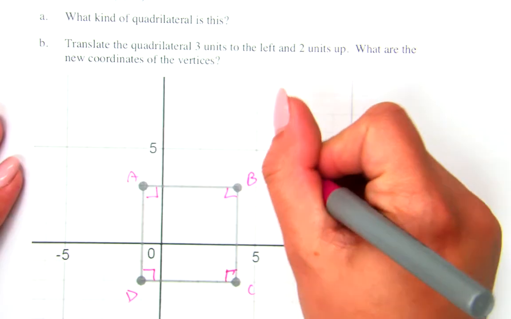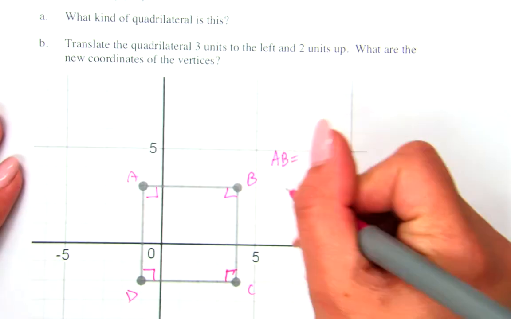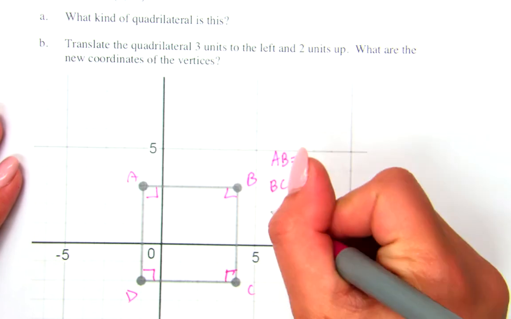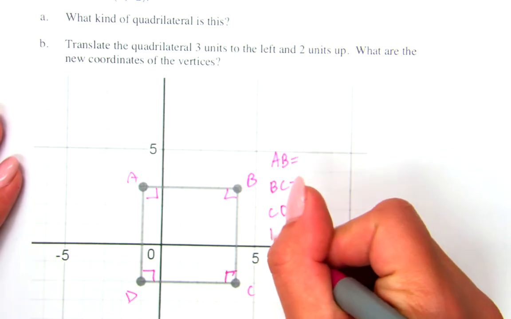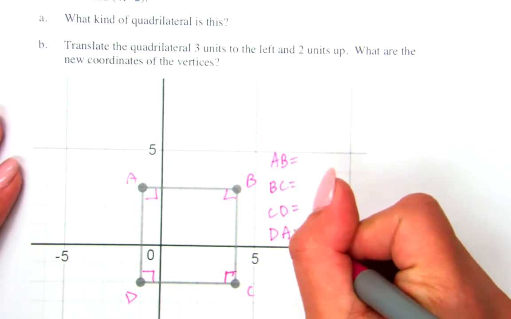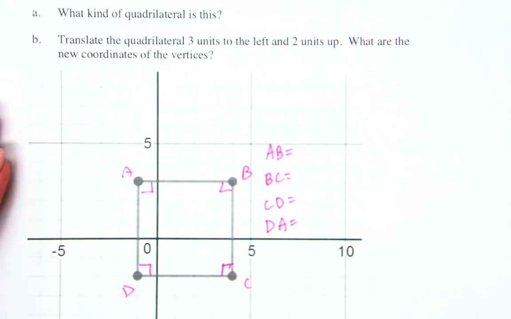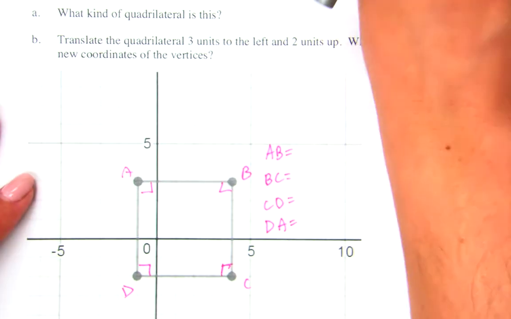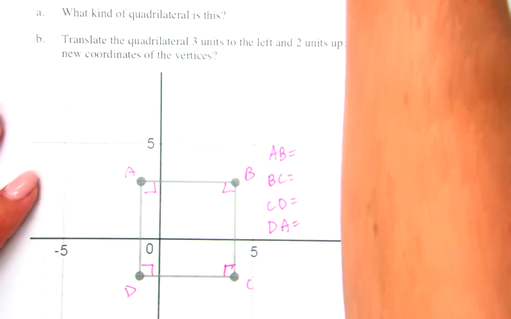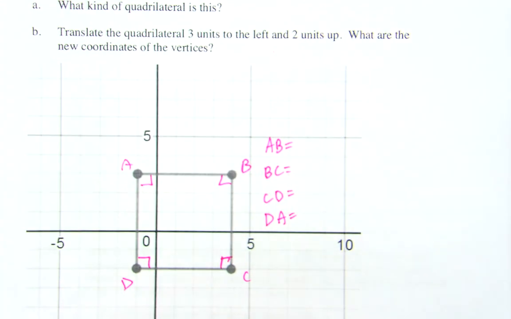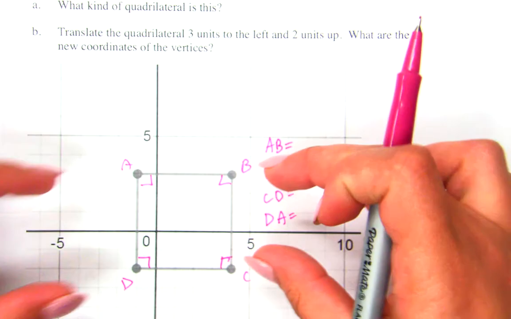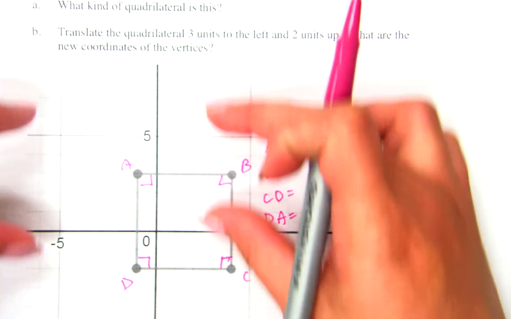Tell me, what is the distance between A and B? What is the distance between B and C? What is the distance between C and D? And what is the distance between D and A? You have to be able to rationalize your reasoning for choosing either a rectangle or a square. All right, and then translate the quadrilateral 3 units to the left and 2 units up.